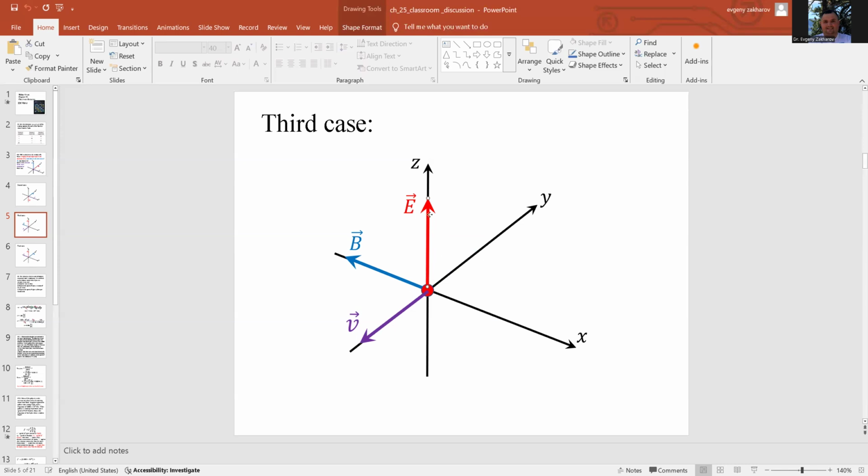And you have to start from the upward direction this time. So the electric field is up, four fingers up, curl them to the right. That's exactly how you're going to get the thumb pointing out of the page. Four fingers up, curl to the right, and the thumb shows out of the page.